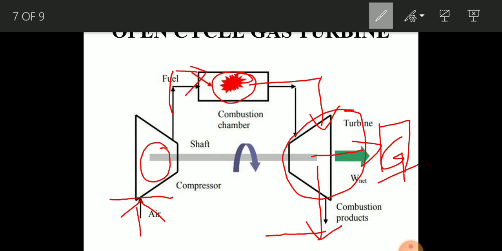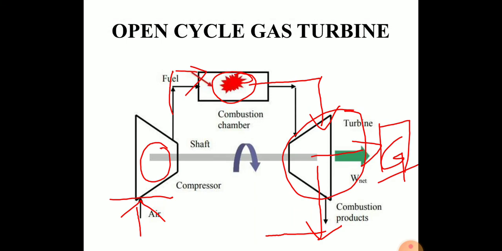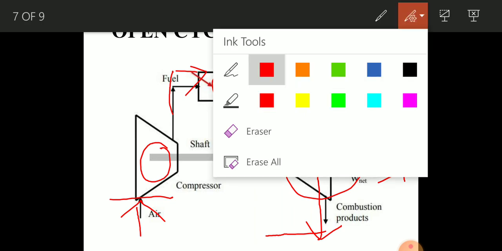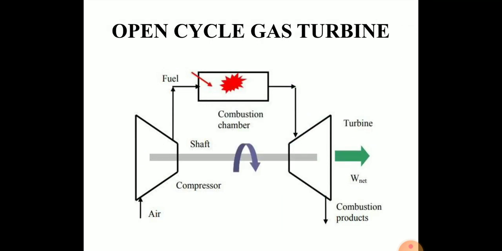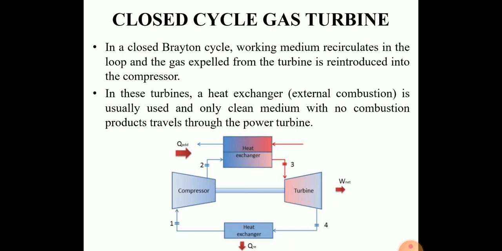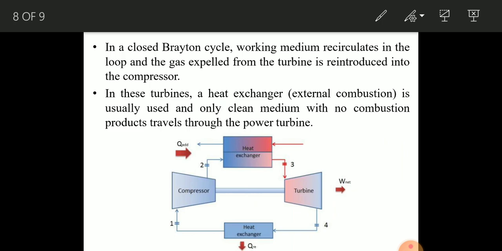Okay, I hope this explanation is clear. We'll move to the next, the closed cycle gas turbine. In a closed cycle, of course, it works on a Brayton cycle. The working medium recirculates. Yes, this is the point I discussed.